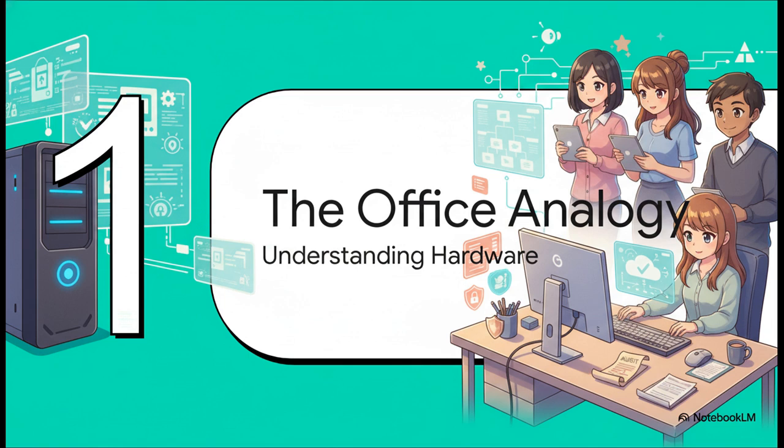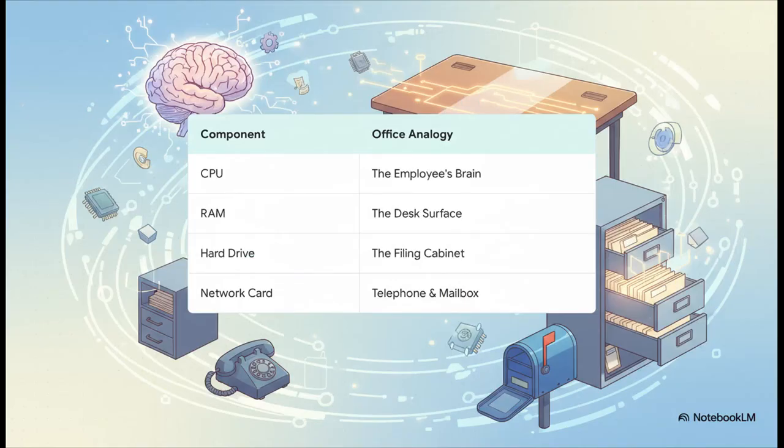Okay, let's jump right in with a powerful analogy that's going to make all of this click. I want you to stop thinking of a computer as this complex, mysterious box and start thinking of it like an employee's office workspace. Okay, this table right here, this is basically your Rosetta Stone for the next few minutes. The employee's brain, the part doing all the thinking, that's the CPU. The desk they're working on, their immediate workspace, that's the RAM. The big filing cabinet where everything gets stored away permanently, that's your hard drive. And the phone and mailbox they use to communicate with the outside world, well, that's the network card. Just keep this picture in your head.